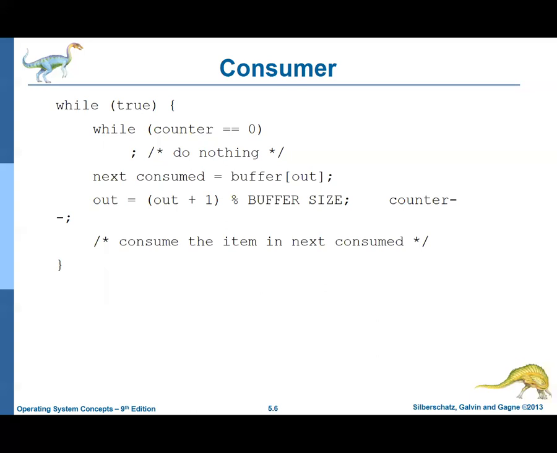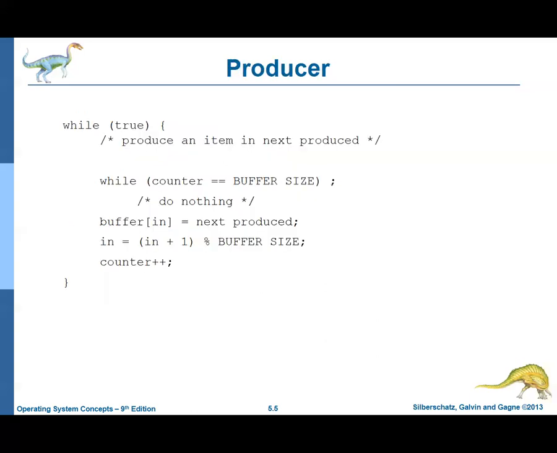So again, the consumer is in a busy wait. Here the consumer is in a busy wait as long as counter is 0. That means there's no donuts on the table. Now if he broke out of this loop, it must be because counter went up. Who made the counter go up? Over here, the producer made the counter go up when he produced something.